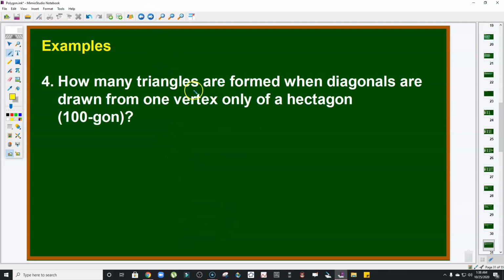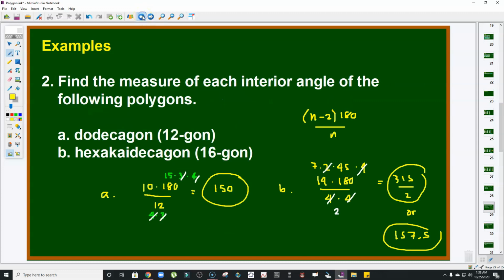Next, number 4. How many triangles are formed when diagonals are drawn from one vertex only of a heptagon? Ito yung binigay kong activity sa inyo, guys.